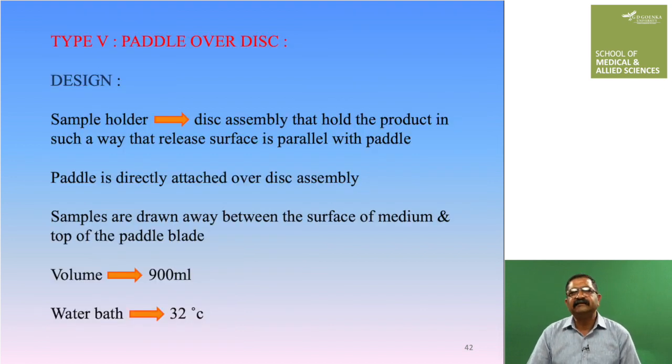Now, the type 5 is the paddle over disc type design. In this, the disc design sample holder comprises a disc assembly that holds the product in such a way that the release surface is parallel with the paddle blade and the paddle is directly attached over the disc assembly. Samples are drawn midway between the surface of the medium and top of the paddle blade. Volume of the container is 900 ml. Water bath is maintained at 32 degrees centigrade.